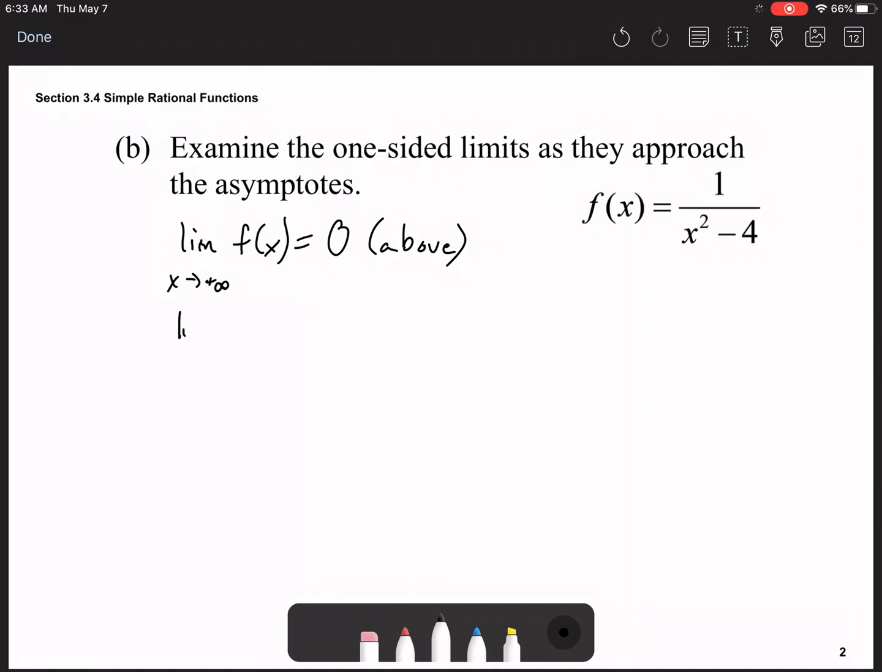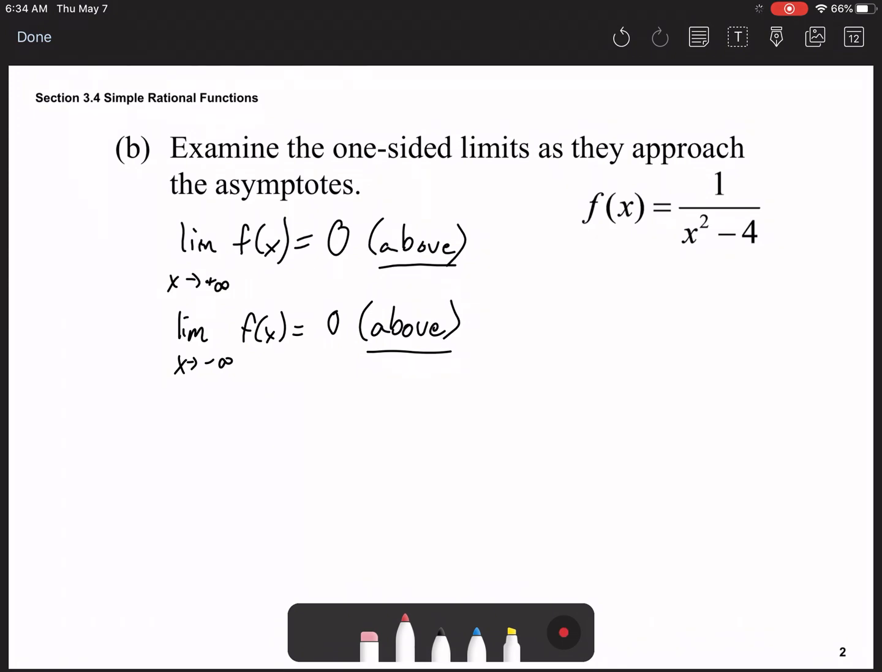We'll do the same thing as x approaches negative infinity. Again, you find out that it gets close to 0, but again from above. So you don't put a plus sign on there. You use the term above to represent that it's approaching it from a positive value, or from above the 0 value.